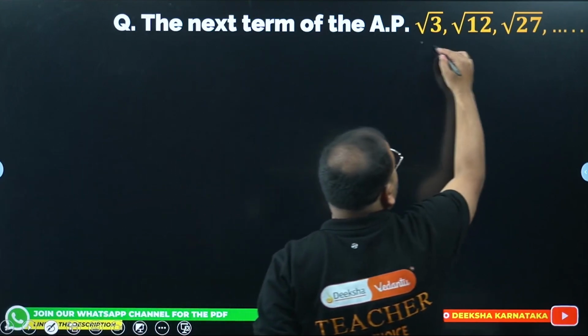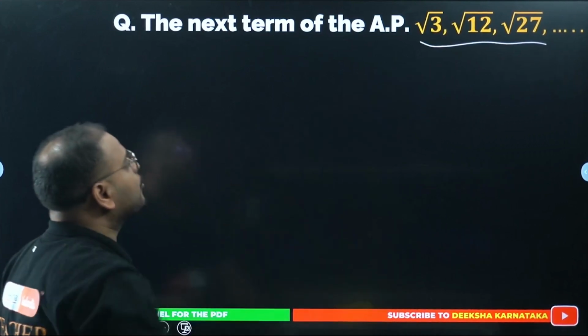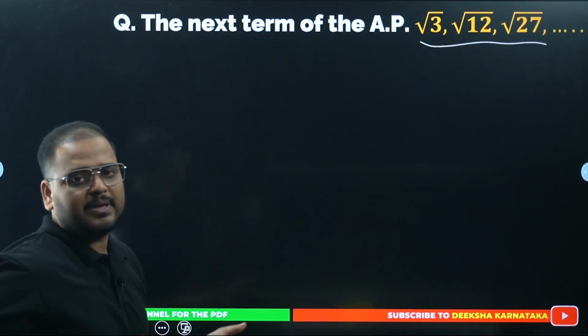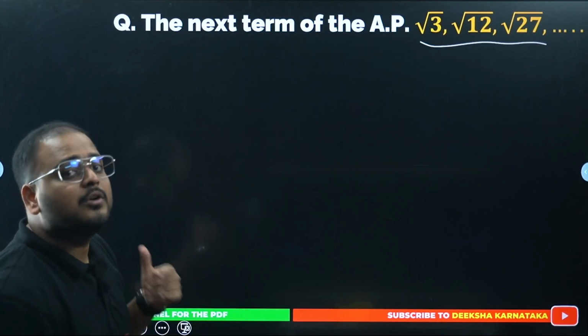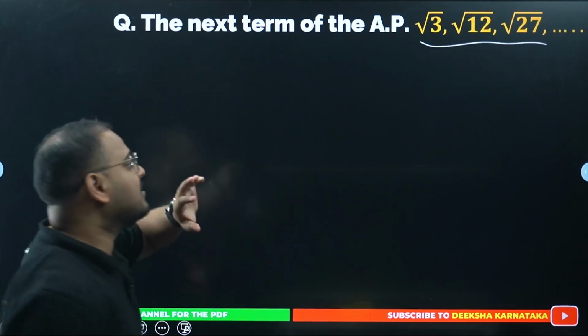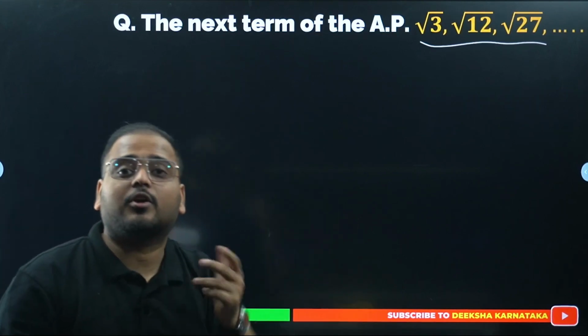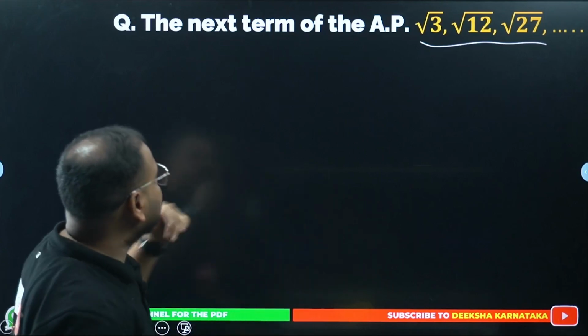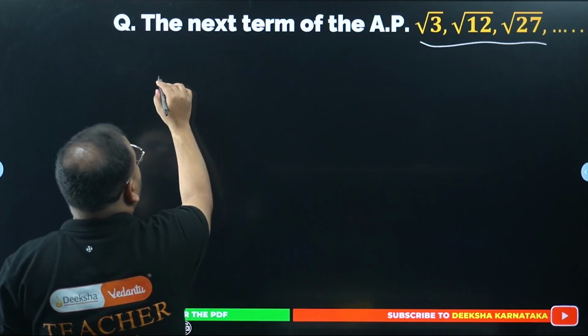What's the sequence given? Root 3, root 12, root 27. They are saying it is an AP, so we don't have to worry about whether it is an AP or not. We just need to figure out what the next term is. How would you find the next term? If we know the common difference, then we can add it. Let's check it out. How can we find the common difference? What's my number?